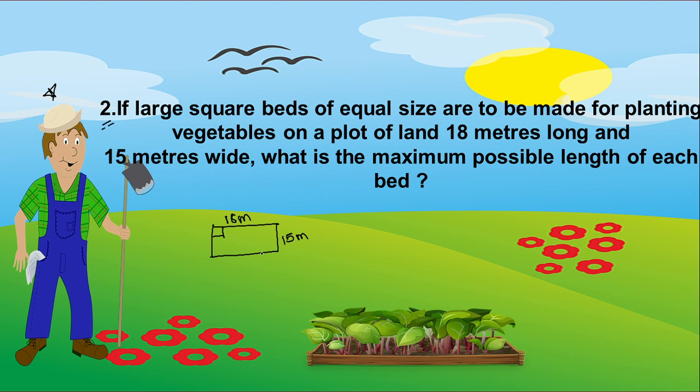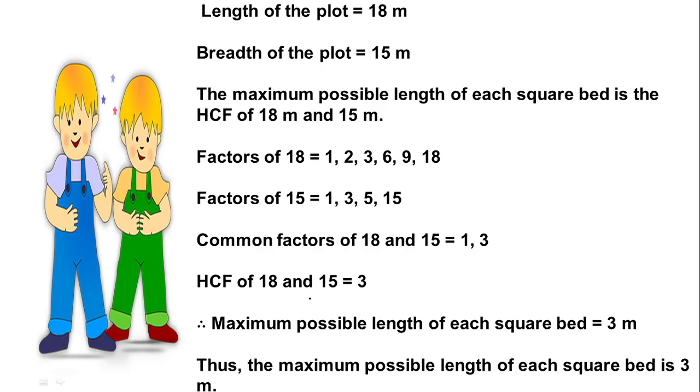Now children, here you need to find out the HCF of 18 and 15 meters. So let's help our farmer friend. Now we know that the length of the plot is 18 meters, the breadth of the plot is 15 meters. The maximum possible length of each square bed will be the HCF of 18 meters and 15 meters. So firstly, children, we will make a trick. We have it as HCF, right? So we will first find the factors of 15 and 18.